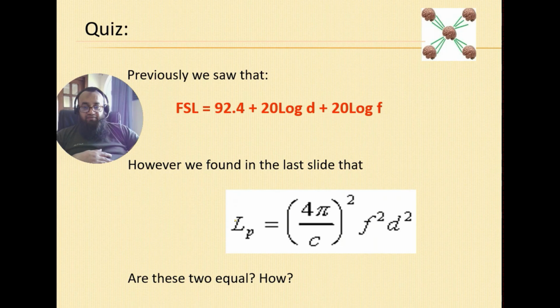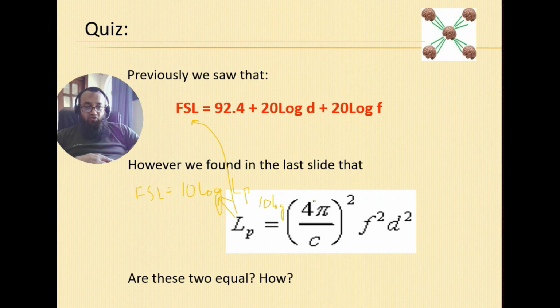This LP, as I told you, is the absolute power, but we don't use absolute powers in our calculations. We use relative powers. So this LP is connected to this FSL through one single thing, 10 log. So FSL is equal to 10 log of LP. Now you know that these two are connected. So the same we will do here with everything. This will become 10 log of (4 pi d f / c) whole square.